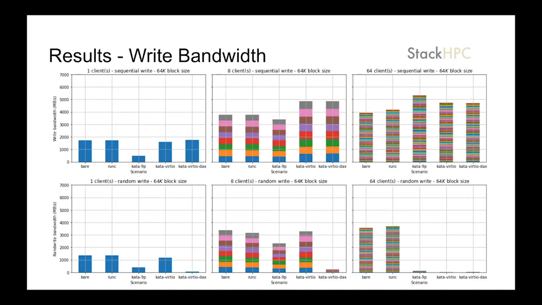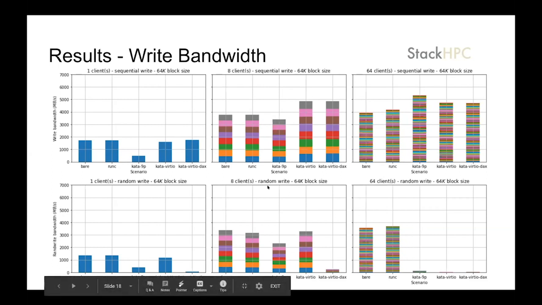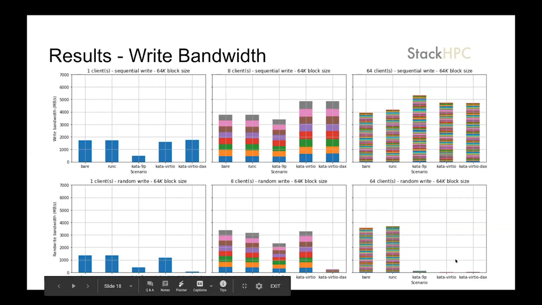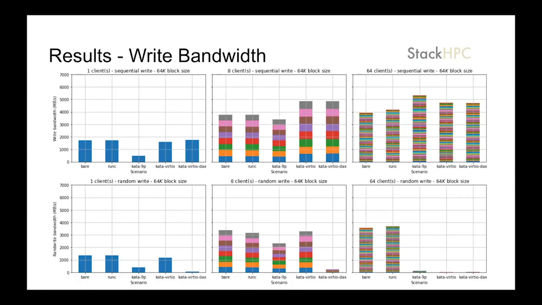I do not know why this has happened necessarily, but in the case of random write, with fewer clients, virtio and 9P don't do so badly, but when we scale this all the way up to 64 clients, even virtio and virtio DAX seem to suffer from a performance penalty. These particular simulations were taking a very, very long time to complete. It took me days to get these results. But it would be interesting to hear your thoughts on why this is the case.